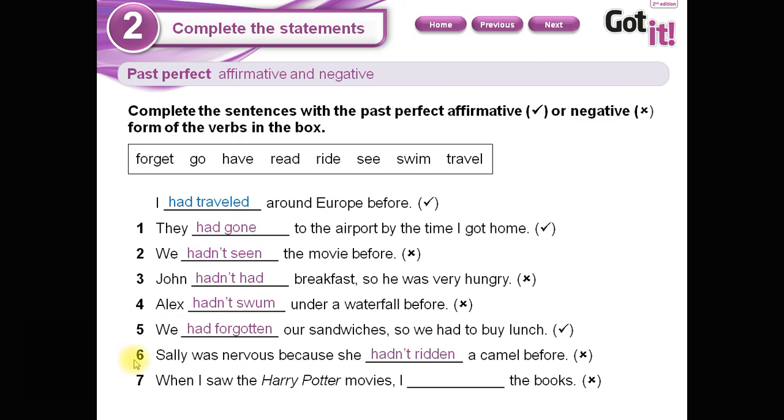Now, in number 7, it says, when I saw the Harry Potter movies, the books. So the only action here is this one. So the correct formula is, when I saw the Harry Potter movies, I hadn't read the books. Okay? Now, let's go now to the next activity.